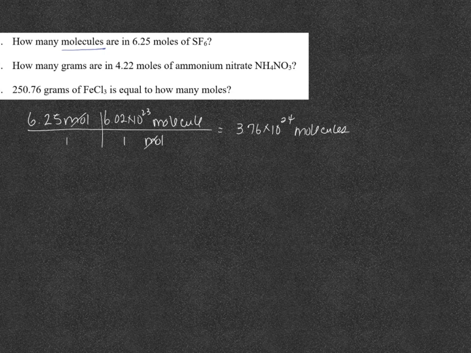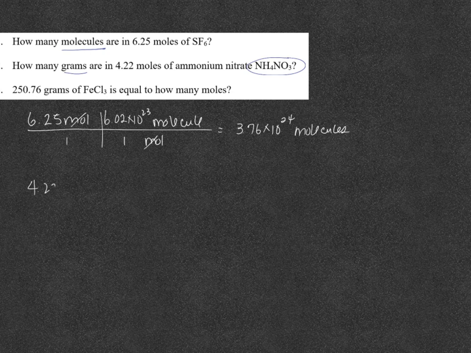Question 2 says, how many grams are in 4.22 moles of ammonium nitrate? So mole is mentioned once. We have one conversion. Key word there is grams. That means we need to use a molar mass. And we're going to need to use a molar mass of the NH4NO3, which we did calculate in number 6 up above. So one conversion with a molar mass.